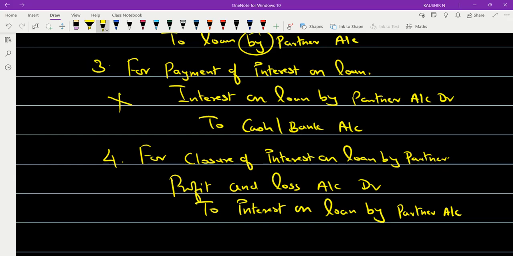Or suppose it is taken the other way. Let us assume that the payment has been done, because assumptions can vary from person to person. One person assumes the payment is yet to be done; the other assumes, since information is not given, that the payment has been done. Either way, no issues. The entry is not going to affect our loan by partner account. Why? Because in the third entry, do we have loan by partner account?